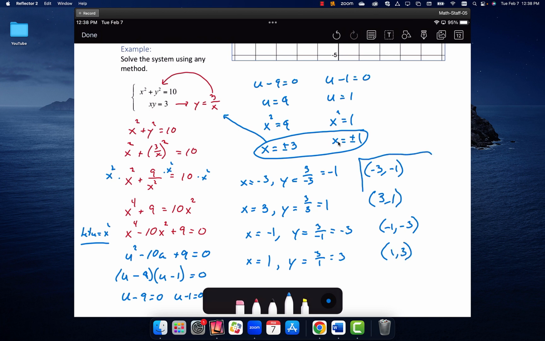So we have 4 solutions here. And keep in mind, you should go in and check these. You can graph it to check. You can also plug in these numbers to the 2 equations to see if they work. And they will. This one has 4 points of intersection.